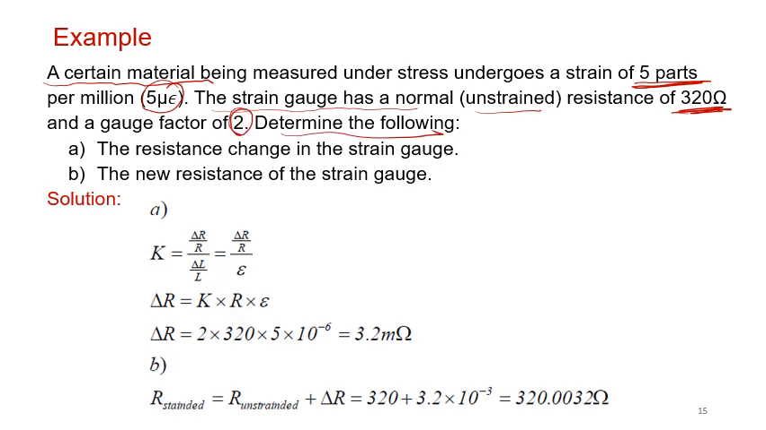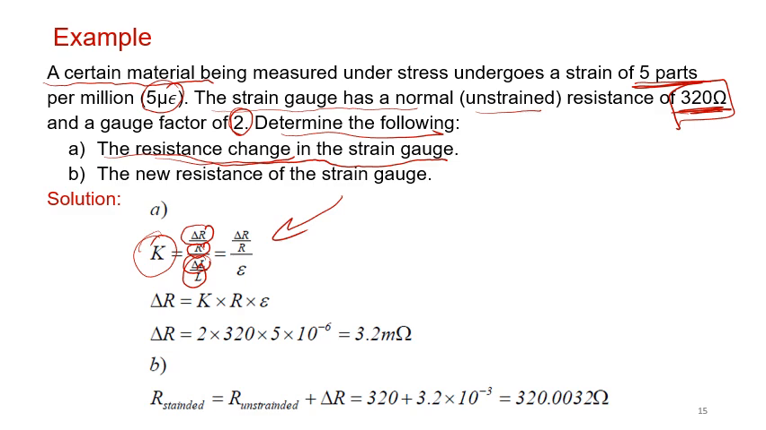Determine the following. We need to calculate the change in resistance in the strain gauge. Remember that the resistance was 320. What is the change in the resistance? We will calculate it using this formula. The strain gauge constant K is known to us. We need delta R, R is known, and delta L over L is given.